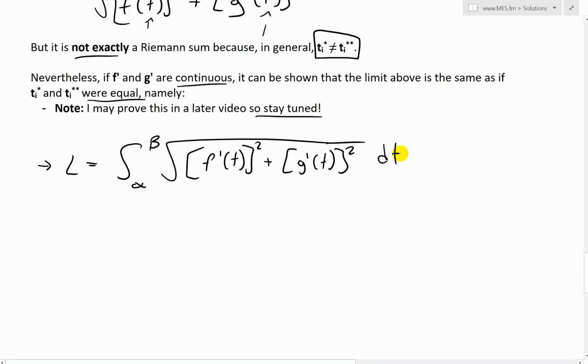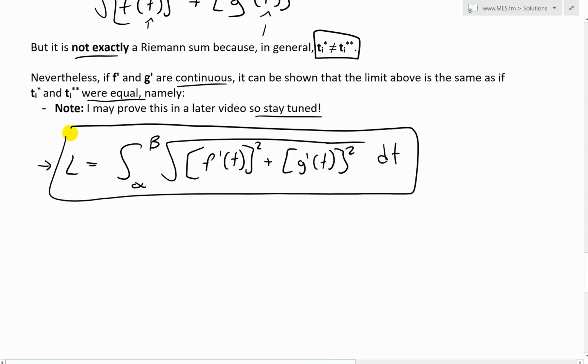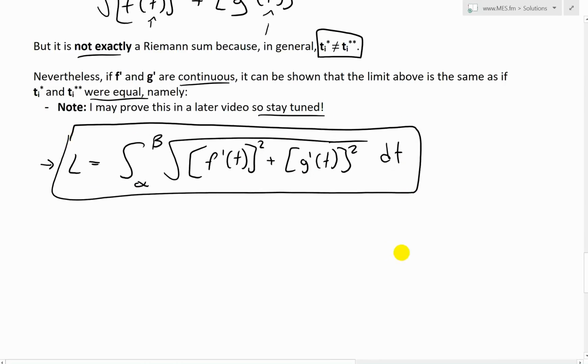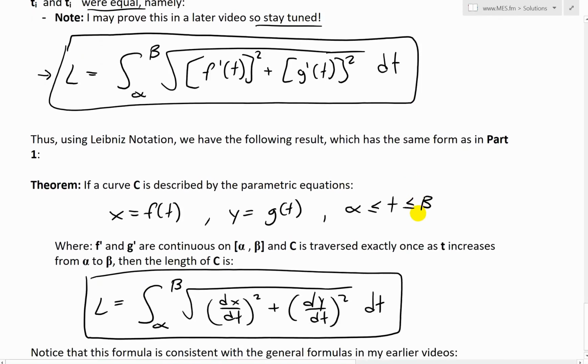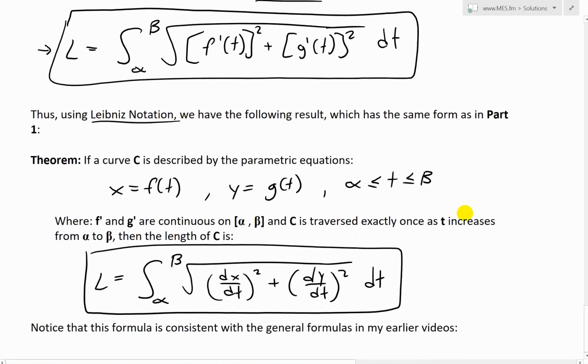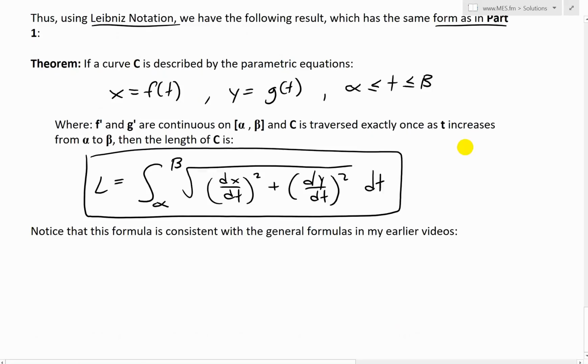Then dt. So this is the integral of the square root of f prime of t squared plus g prime of t squared, dt. This is our answer right here. It is exactly the same as part 1, just written differently. Using Leibniz notation, we can write this in the same form as in part 1. So we have the following result, which is the same form as in part 1, and here's the theorem overall, a summary.